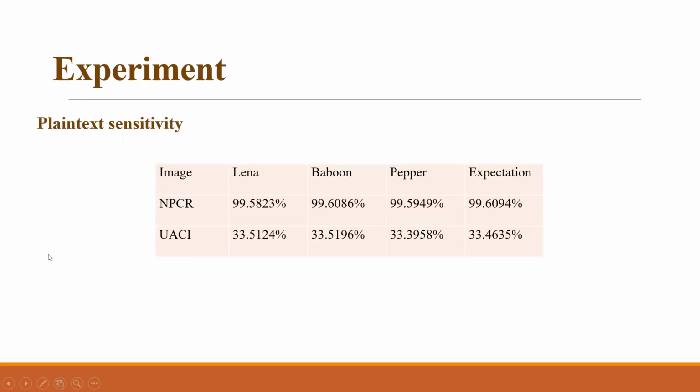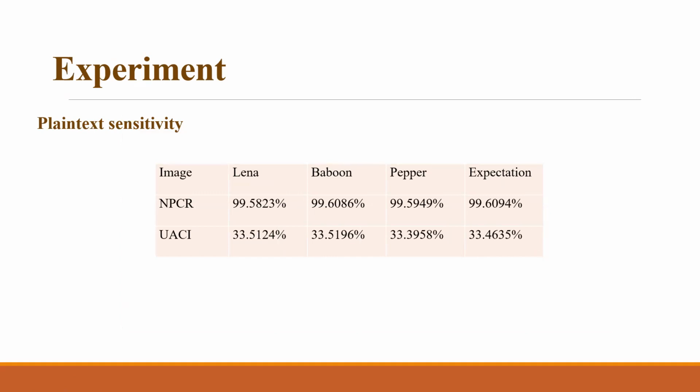Next is plain text sensitivity. It refers to the difference between the cipher images when two images with very little difference are encrypted with the same key. If the difference between the two cipher images is large, the plain text sensitivity of the algorithm is high. Otherwise, the plain text sensitivity is poor.